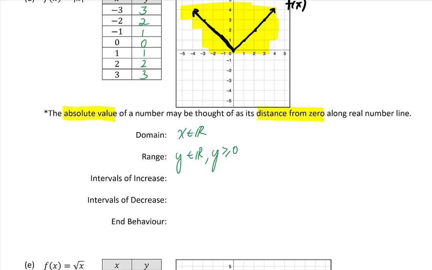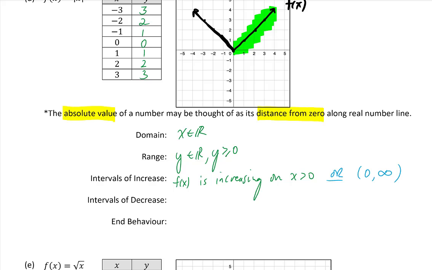Intervals of increase. So f of x is increasing on, and where does it increase? Again, if we look at this graph, we see it's increasing when x is greater than 0. So we can write that either as x greater than 0, or using our set notation, 0 to infinity. And the intervals of decrease are f of x is decreasing when x is less than 0.